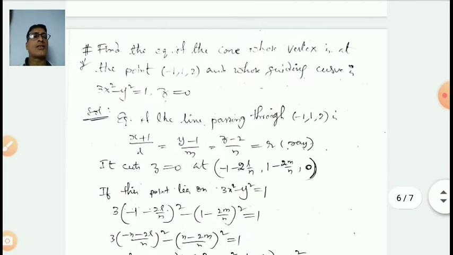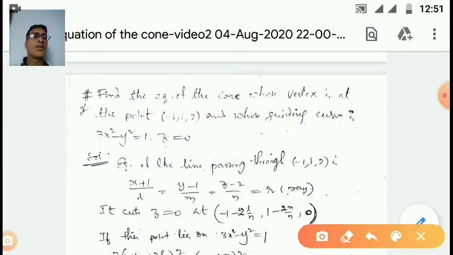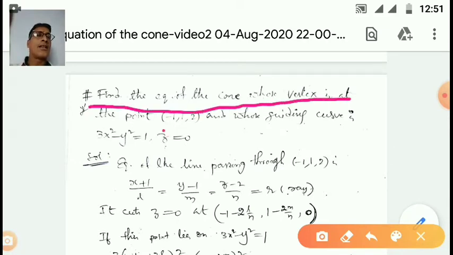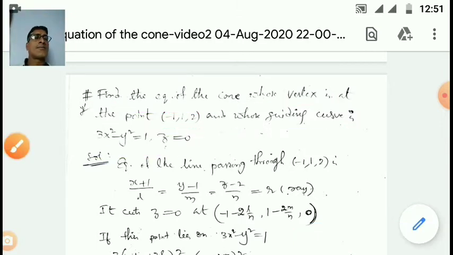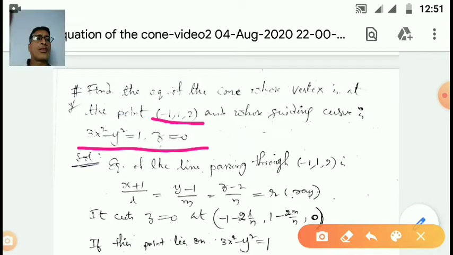So this is the statement of the problem. I will read out the statement once again. Find the equation of the cone whose vertex is (minus 1, 1, 2) and whose guiding curve is 3x square minus y square is equal to 1, z is equal to 0. So see this equation.